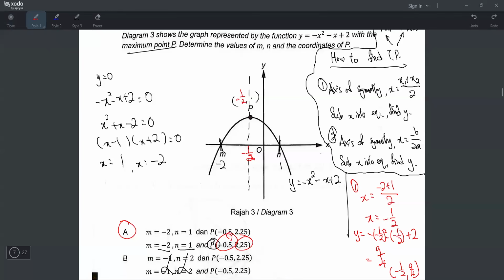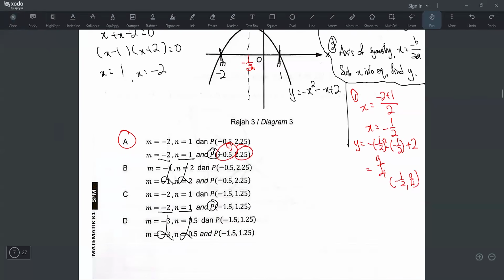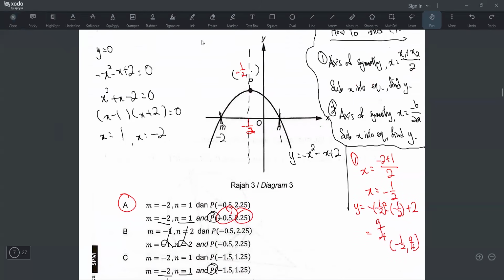Okay, but they write in decimal, but it's the same thing. So A is the answer. C is wrong because the x coordinate is also wrong, and the y coordinate too. Yeah, C is wrong. Okay, what if I use the second method?